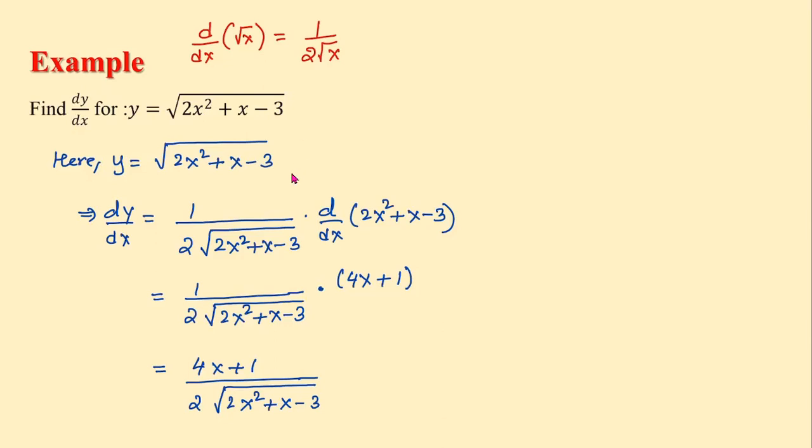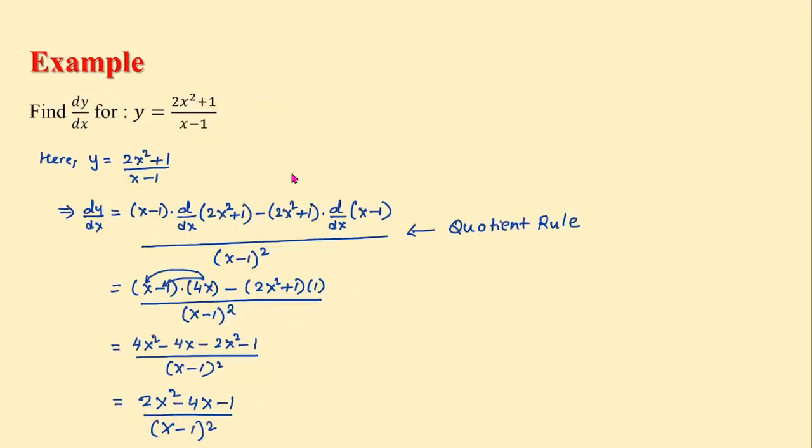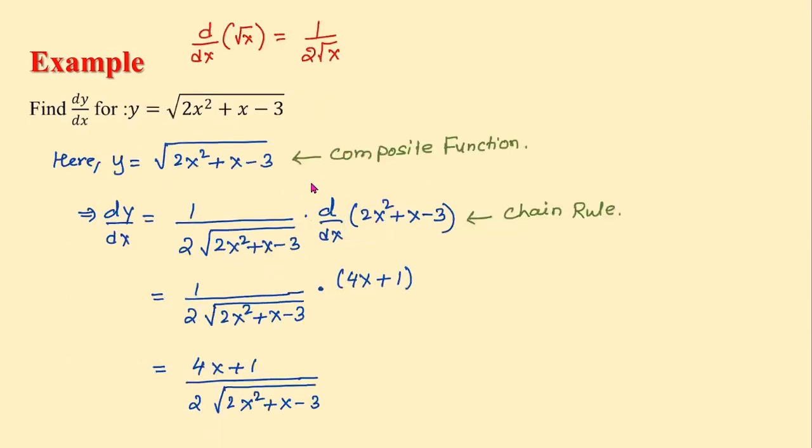So in this one, what we did is the function given was a composite function. Because it was a composite function, we use the chain rule. If you remember in the previous example, the function given was a rational function, so we used the quotient rule. But in this one, the function given was a composite function, so we use the chain rule.